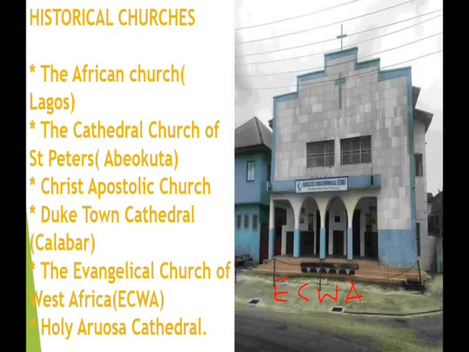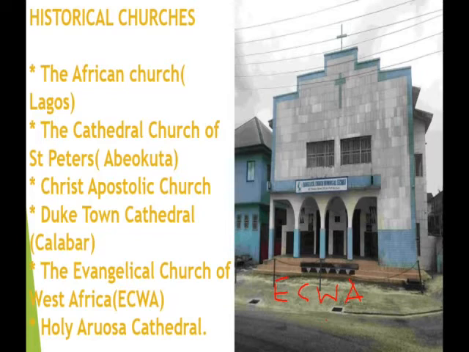Also, talking about historical sites, we have historical churches. A church is a building or any place where Christians gather to worship. Now, the European missionaries who introduced Christianity to Nigeria built the first set of churches in Nigeria. In the 16th century, the earliest Portuguese Christian missionary started trying to establish churches in Nigeria. But the first church building was built in the 19th century.